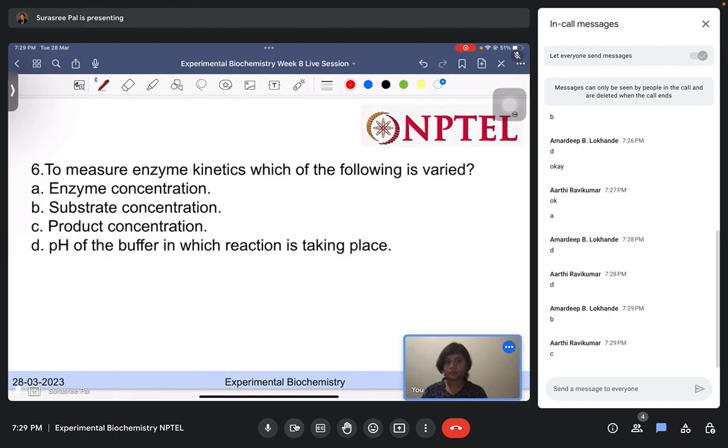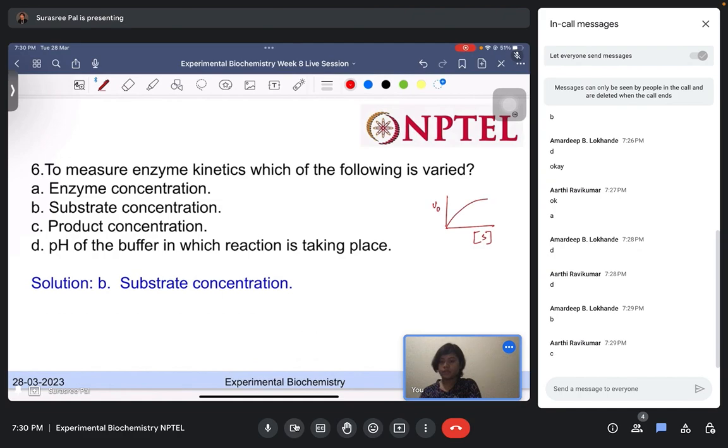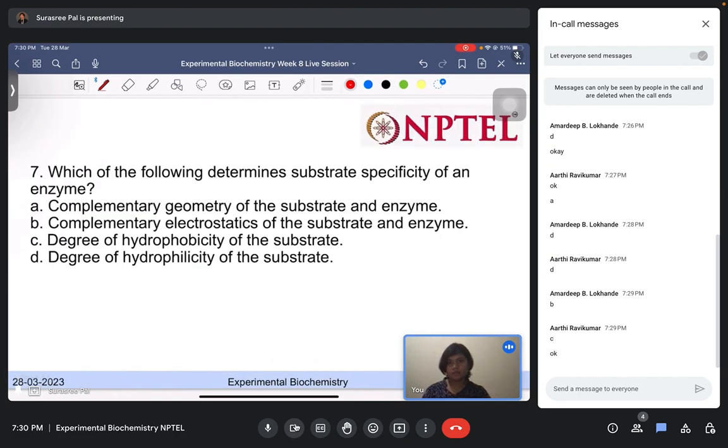Okay. No, Aarti, your answer is not correct. To measure enzyme kinetics, we vary the substrate concentration. So remember the Michaelis Menten curve. The substrate concentration is varied with respect to the velocity, and we get this kind of Michaelis Menten curve, right? So substrate concentration is varied to measure the enzyme kinetics, that is, to measure the Vmax and Km values. Next question.